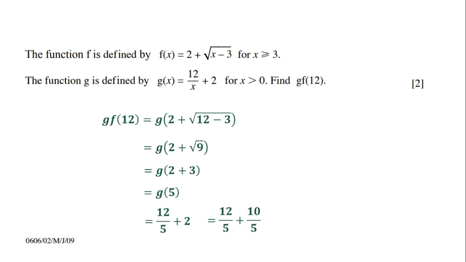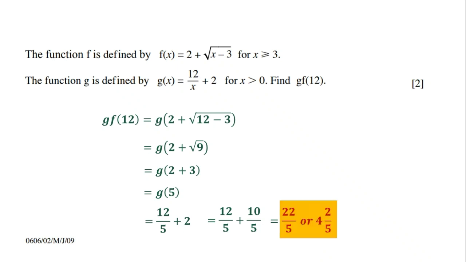I changed the 2 to make the denominator the same. And 12 plus 10 is 22. Copy the common denominator, which is 5. It will become 22 over 5. And if you change it to a mixed fraction or mixed number, it will become 4 and 2 over 5.